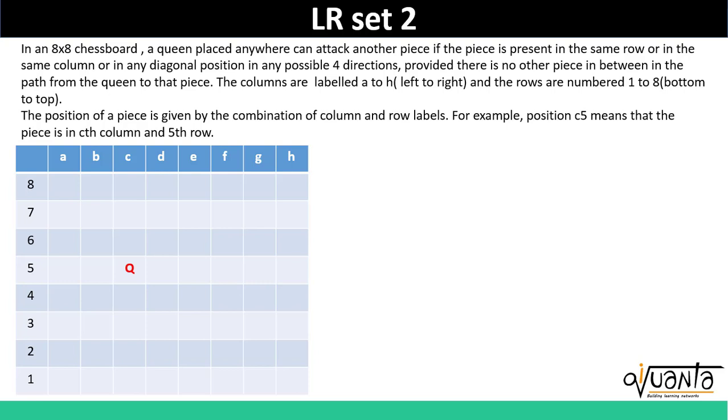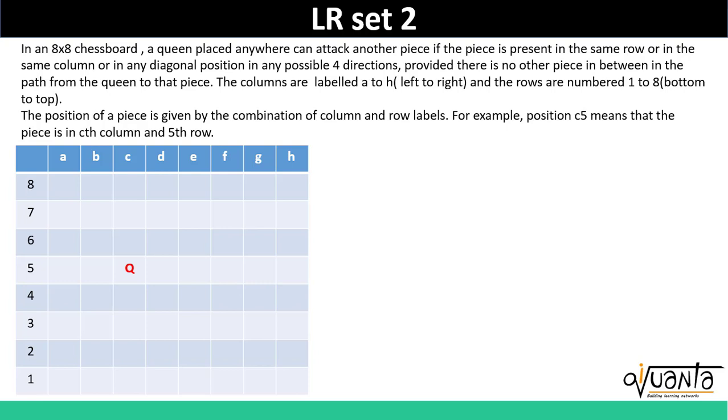The columns are labeled A to H from left to right and the rows are numbered 1 to 8 from bottom to top. The position of a piece is given by the combination of column and row labels. For example, position C5 means that the piece is in 6th column and the 5th row. So we have drawn the chessboard and numbered the rows and columns. We have also placed the queen at position C5.